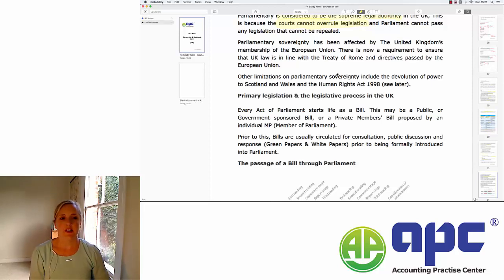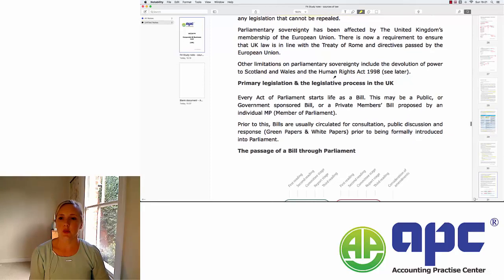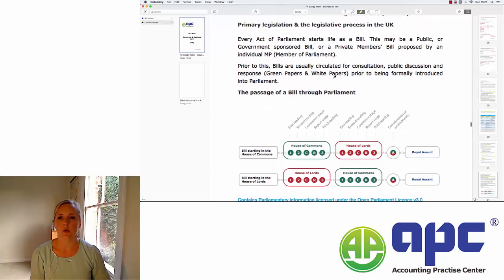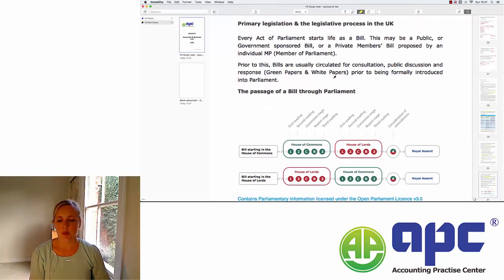Okay, so we talked about legislation, Acts of Parliament, and we're going to have a look now at how an Act of Parliament is brought into law. So in the United Kingdom, an Act of Parliament has quite a long, protracted process to go through before it can be made law. It starts life as what is known as a bill. So a bill can be proposed by the government itself or by a particular MP. An MP is a member of Parliament, a democratically elected member who represents a constituency, which is a part of the United Kingdom.